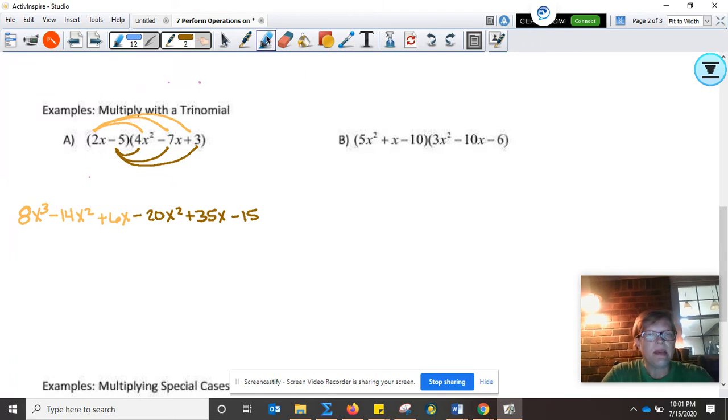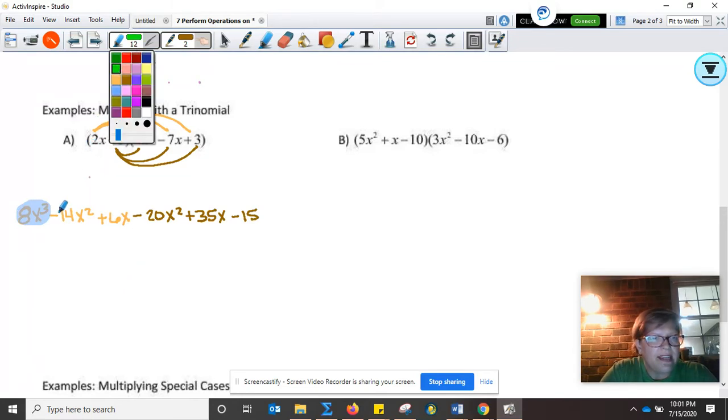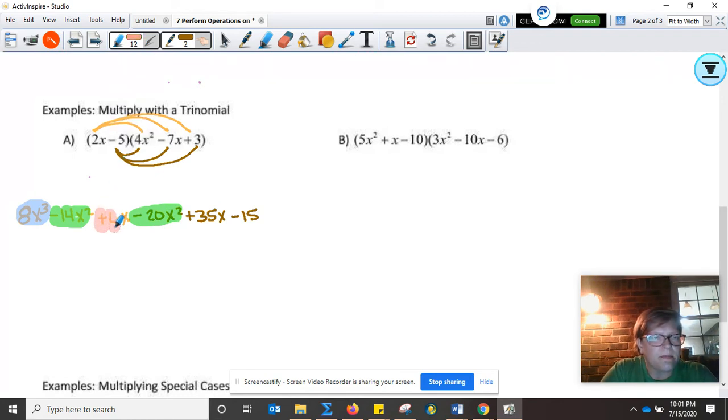Now I'm going to get my highlighter and see if I have any like terms. Do I have any other cubes? Nope. So I'm going to switch to a new color. Do I have any x squareds? Yes, right here. Okay, now I'm going to get me another color. Do I have any x's? Yep, right here. And then last but not least, minus 15. All right, so I'm going to combine my like terms together. I have 8x cubed. Negative 14 minus 20 is going to be negative 34x squared.